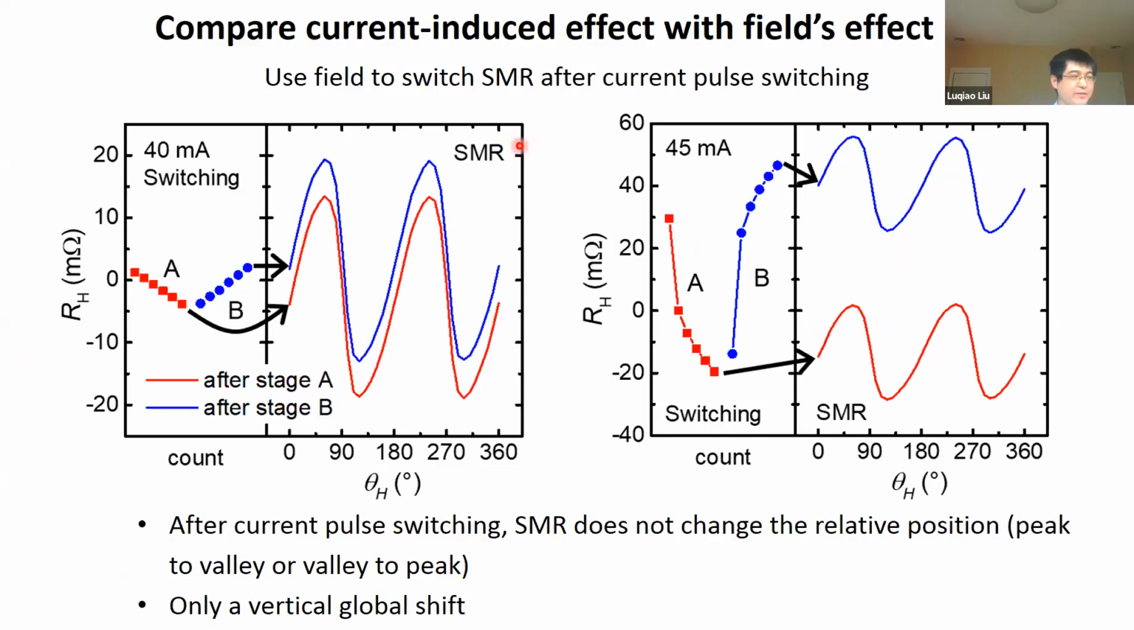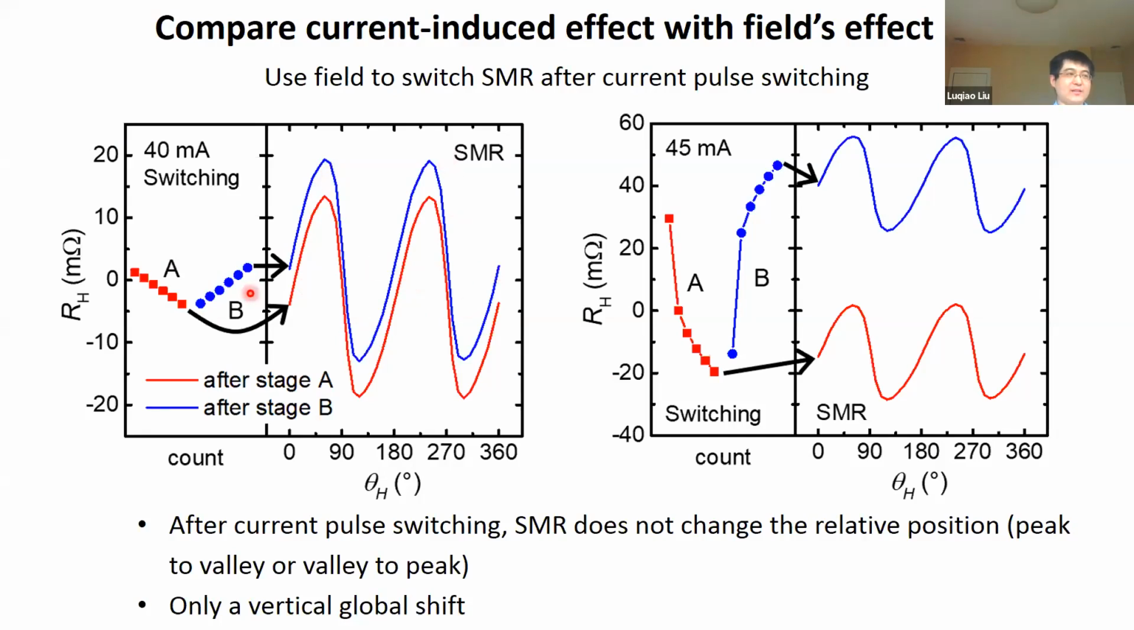And following that, we also did another experiment to try to see if this observed switching is really related to a magnetic effect. The way that we do it is basically we first use a current pulse to switch the magnetic ordering. And then after the switching, we use magnetic field to try to switch it back, or to measure the spin Hall magnetoresistance. So in theory, if the current-induced switching is due to magnetic switching, then when it goes from a valley to a peak position, we can probably utilize field to switch it back.